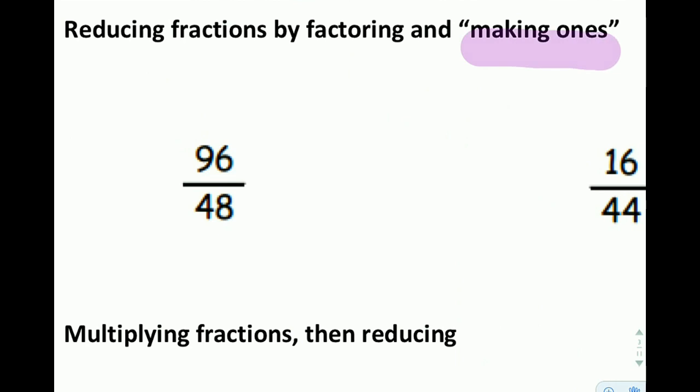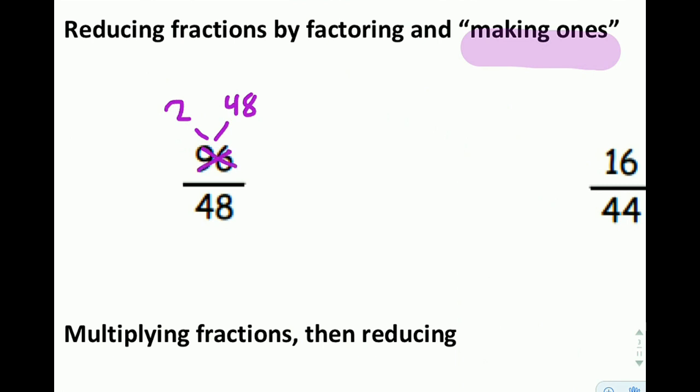Now, if we look at this fraction here, 96 over 48, you might have an idea of how you would reduce that fraction. But what we're going to do is actually start factoring the top. I know that 96 is even, so I can divide that by 2, and if I do that, I'm going to get 2 times 48. I know that I could keep factoring 48 all the way down to a bunch of very small numbers, but what I noticed is that I have a 48 on top and bottom.